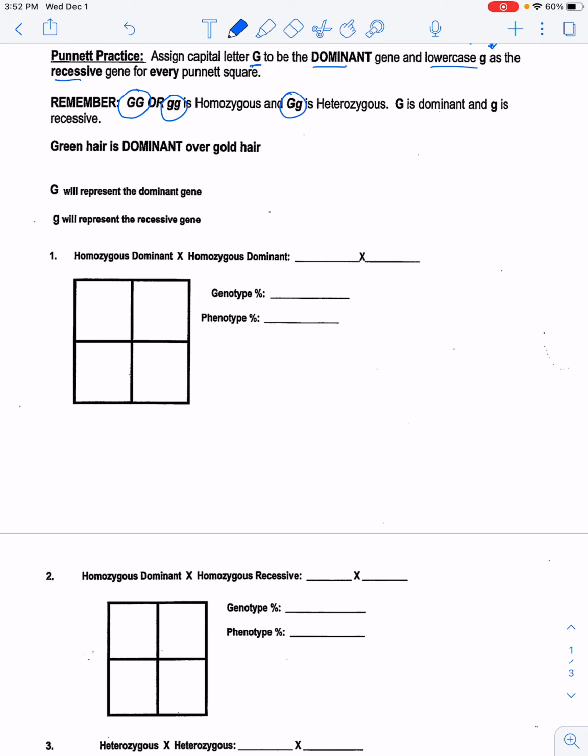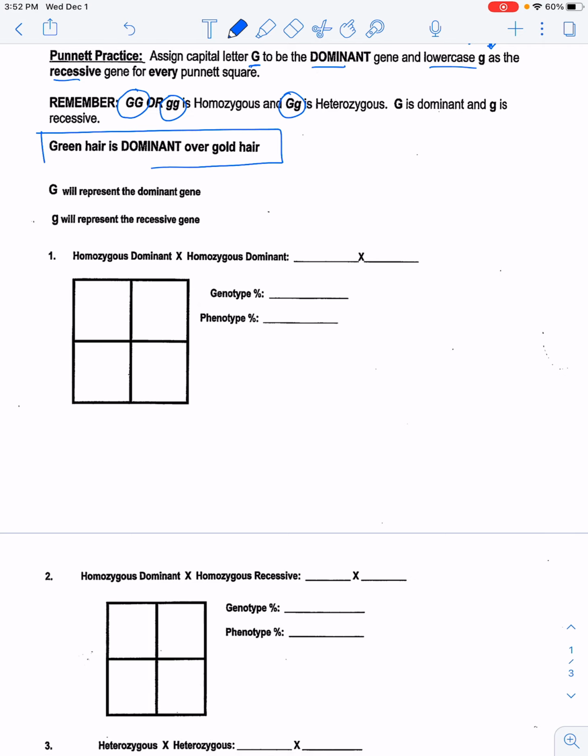And then this is super important. The green hair is dominant over gold hair. That is something that we will need when we are looking at our phenotypes.